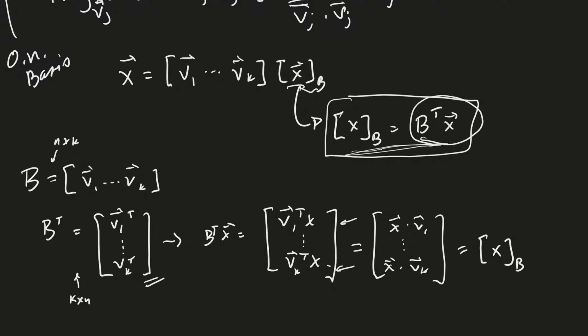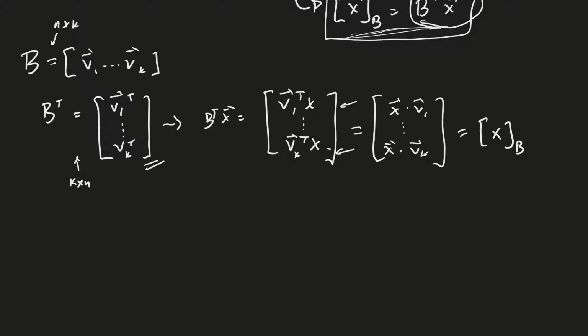So that is the set of coordinates of x with respect to B. Good. All right. Now I should say, by the way, that we're not going to be doing this by hand. We're going to be using the computer to do this.